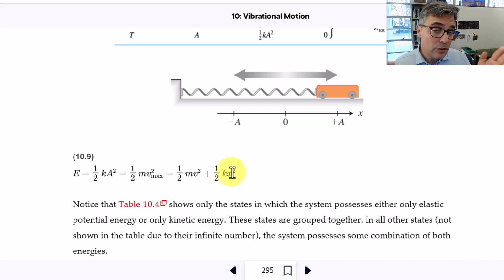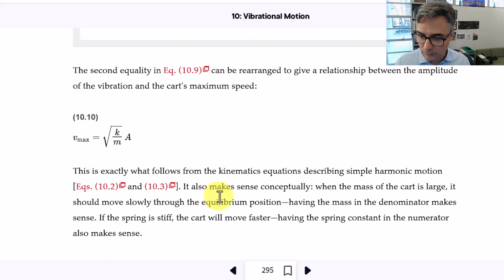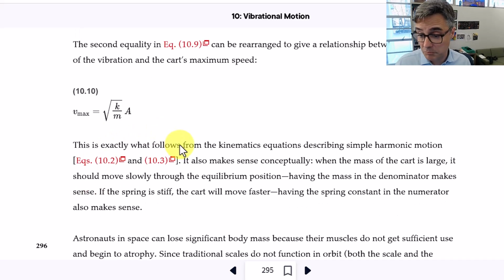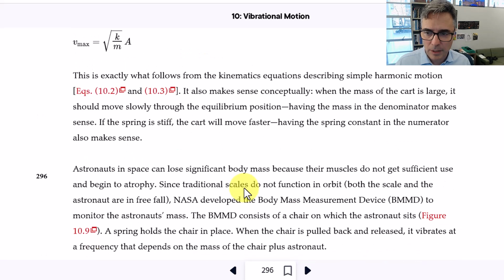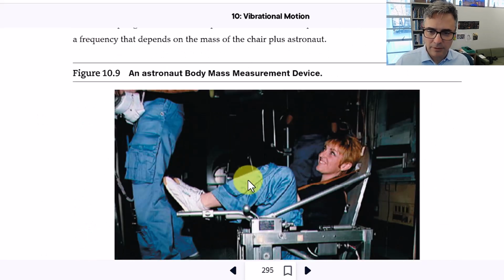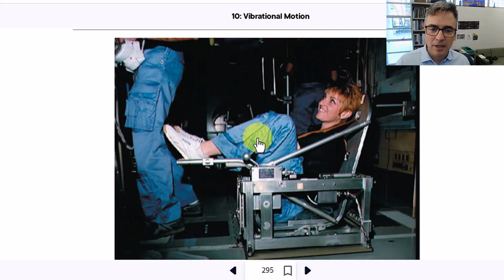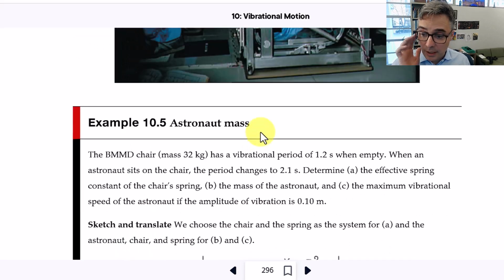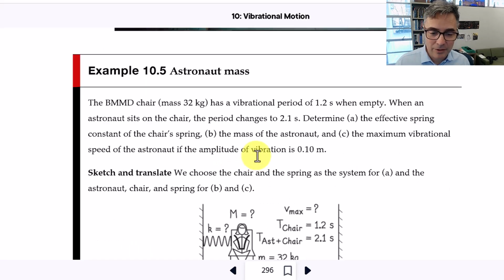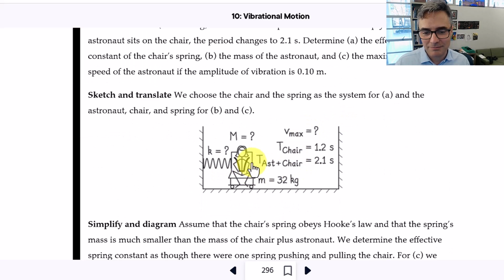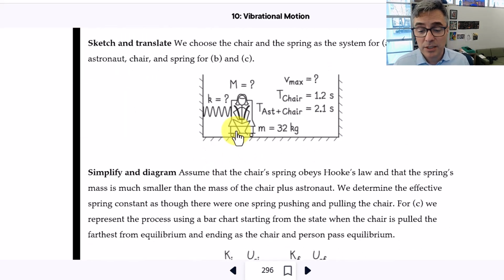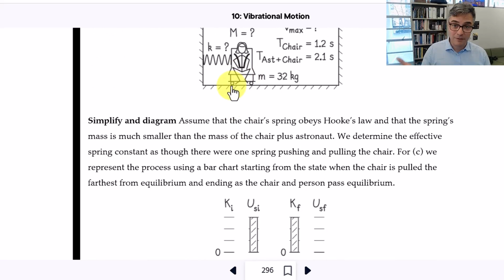So as x changes, v changes. But you can rearrange that, and you can actually solve for the maximum speed of simple harmonic motion. It's the square root of k over m times the amplitude. So that's a handy little equation right there. And this chapter ends with a little example about a body mass measurement device, BMMD chair, which they have on space stations, which measures the mass of an astronaut. When you have a known spring constant, then you can measure the frequency of vibrations and get the mass.